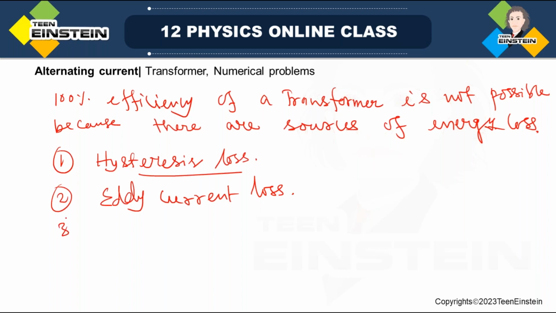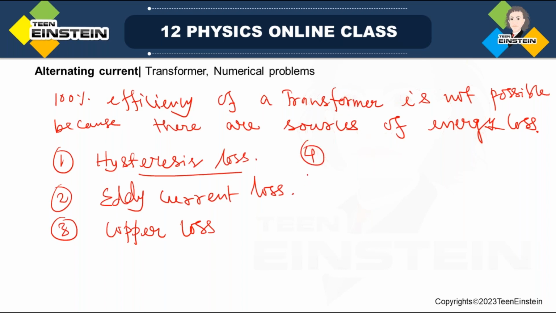Then the third energy loss is copper loss. That means the copper wire will be getting heated. So due to Joule heat loss, there will be energy loss. There are many others.